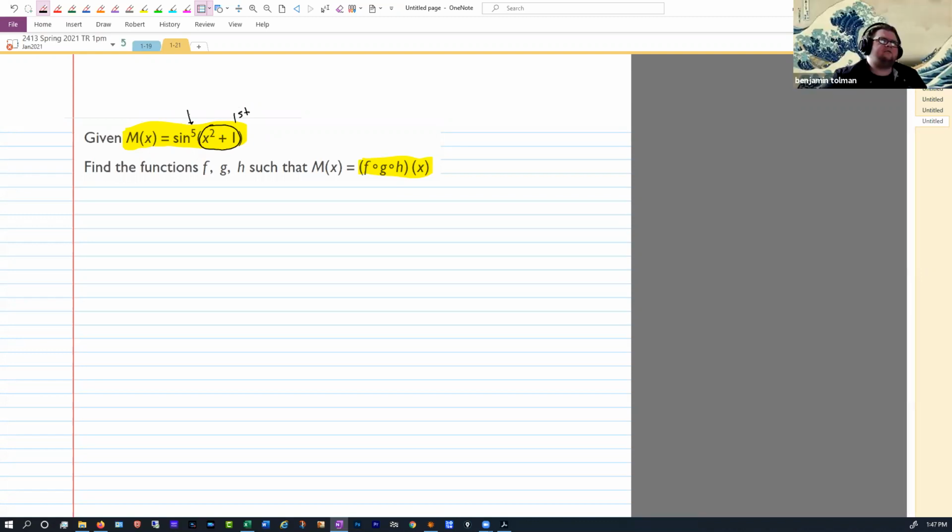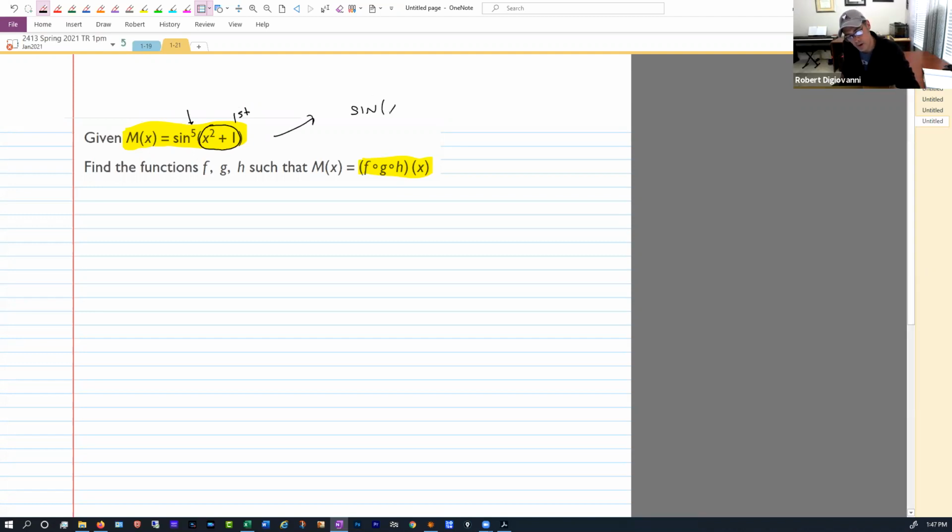Power of 5? It means raise it to the 5th power, right? So technically this really means you take sine of x squared plus 1 and you raise all of that to the 5th power.